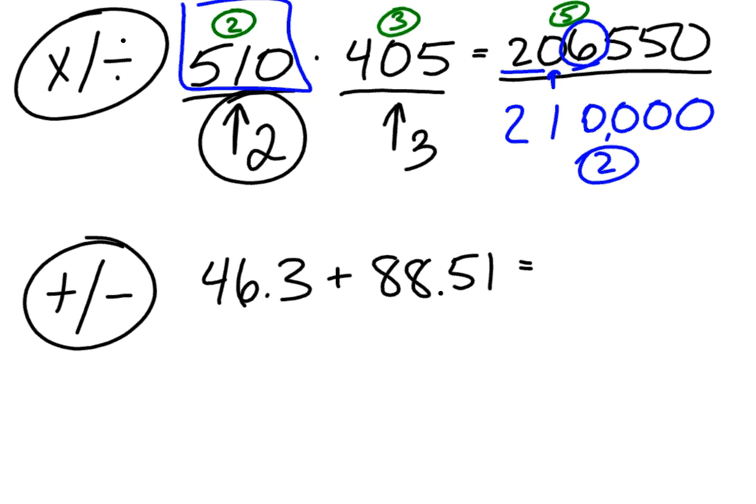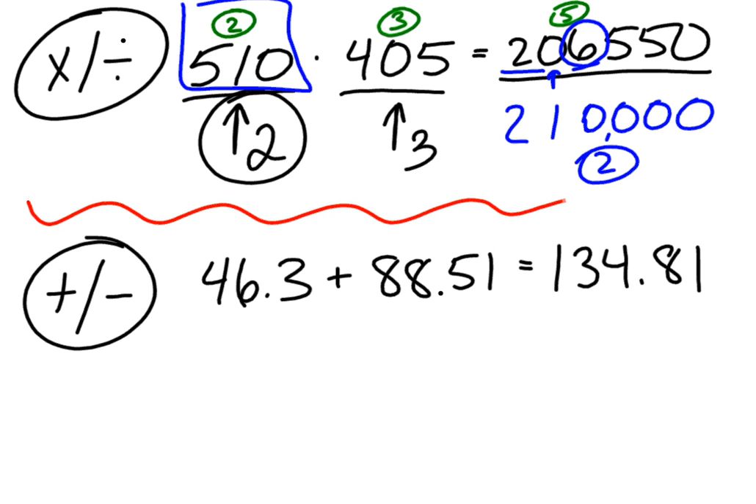And I end up with, in this case, let's see, 134.81. Okay, so that's my sum. Again, if this was a subtraction problem, that would be the difference. I'm still going to apply the same rules. Okay, there's 2 different sets of rules here. There's the multiplication and division, and then there's addition and subtraction. So, looking at this, I'm looking not so much at the number of sig figs, but I'm looking at the numbers to the right of the decimal.